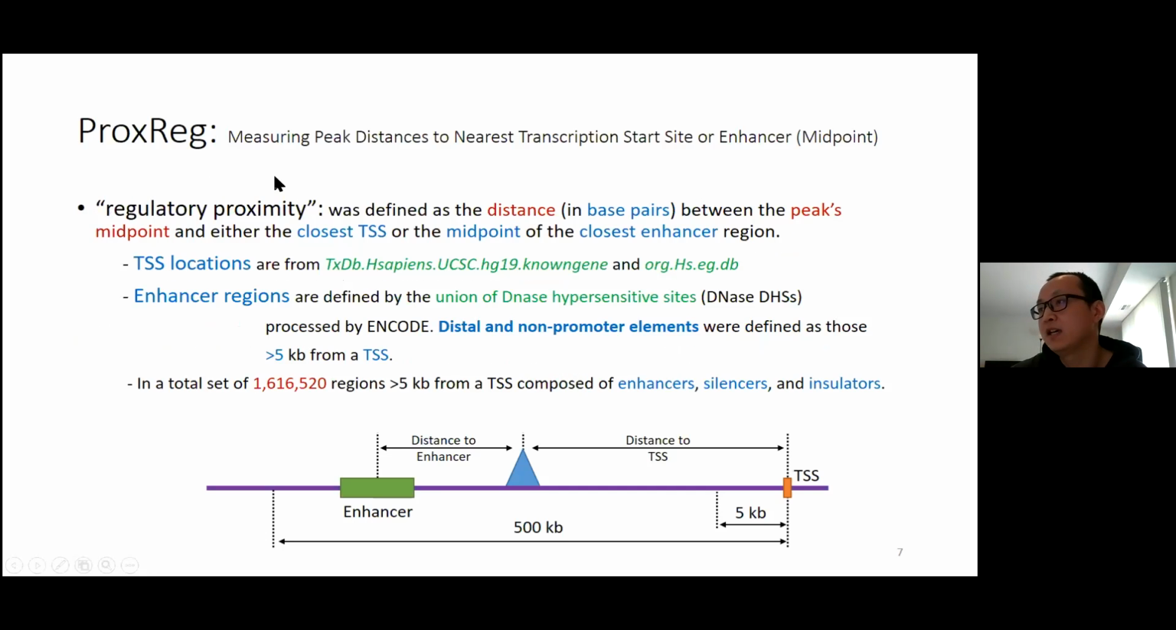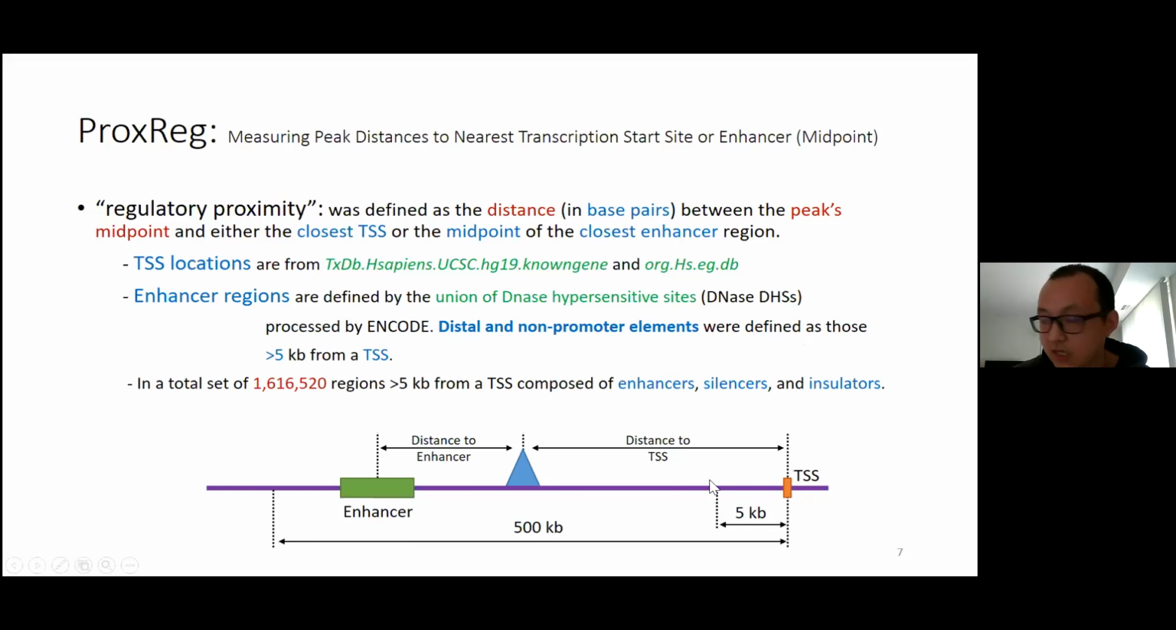So the first step is measuring the peak distance to the nearest TSS or enhancer. Here, the regulatory proximity was defined as the distance in base pairs between the peak's midpoint and the closest TSS or the midpoint of the closest enhancer region. The TSS locations we used are from those two Bioconductor packages. The enhancer regions are defined by the union of the DHS sites also processed by ENCODE. And the distal and non-promoter elements were defined as those 5 kb away from the TSS, like the figure shows here.